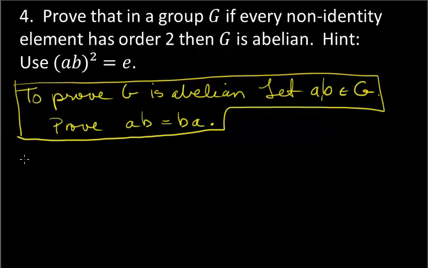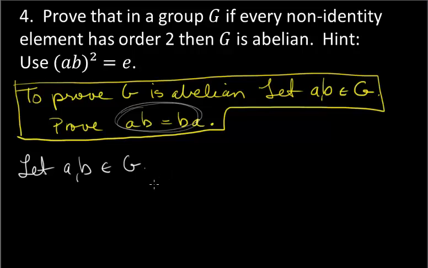The first thing you do is get your plan, and it always involves using the definitions that you have been given. So we want to do exactly that. And you'll see it's not too hard once you realize that this is what you have to do. So let's let A and B be elements of G. And I gave you a hint. I said use the fact that AB quantity squared is equal to E. Every non-identity element has order 2.